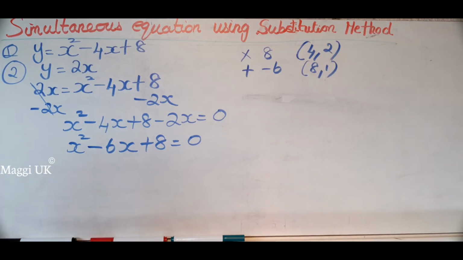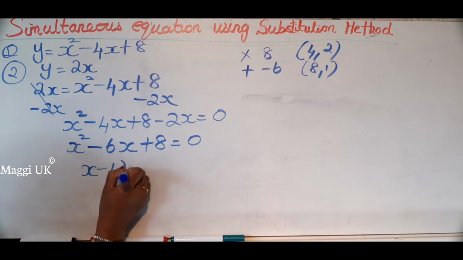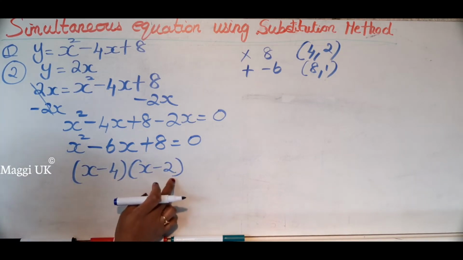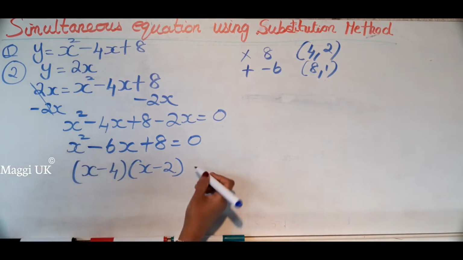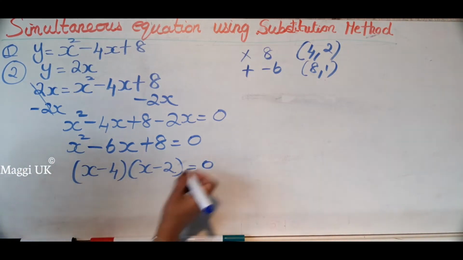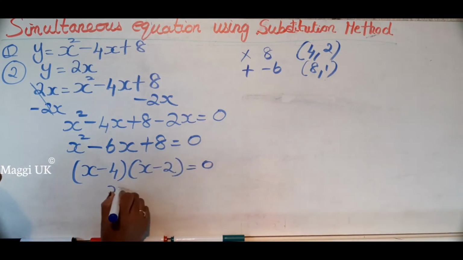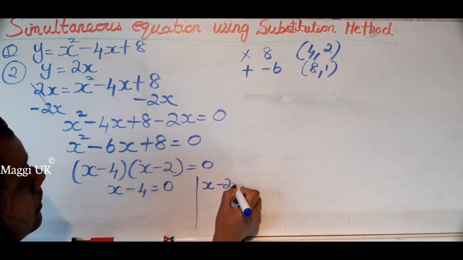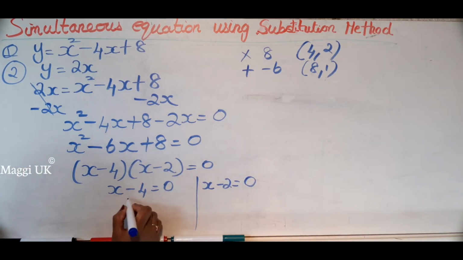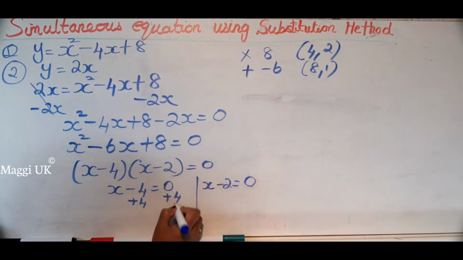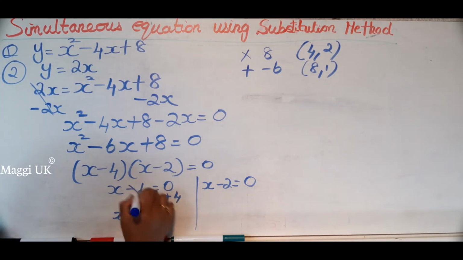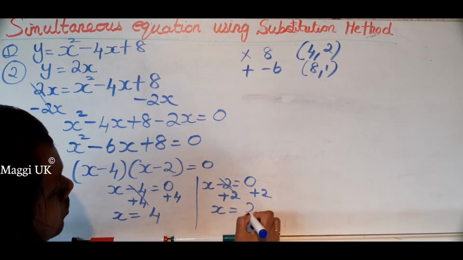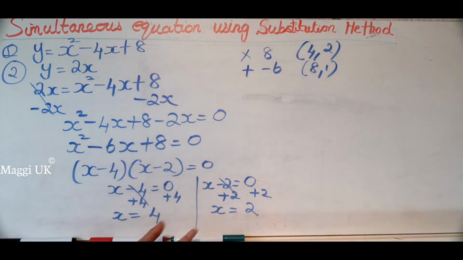Because we have a negative here, we should have x minus 4 and x minus 2, which makes, when you add them up, 4 plus 2 is 6, with the negative sign, equals 0. So we need to find the values, which is x minus 4 equals 0, and the other one is x minus 2 equals 0. In this one, we need to bring the 4 to the other side, so I put positive, so x equals 4. And here is a positive 2, so x equals 2. So you got both values for x.